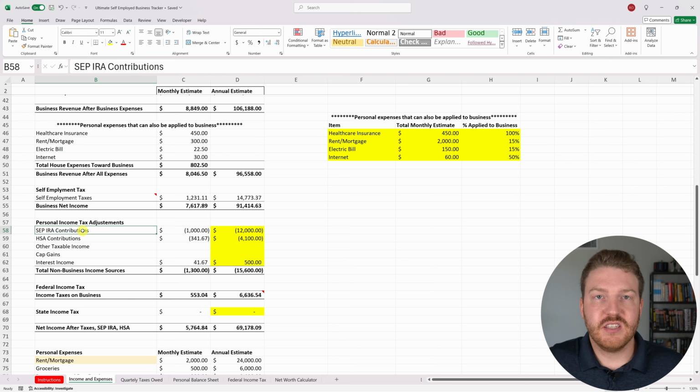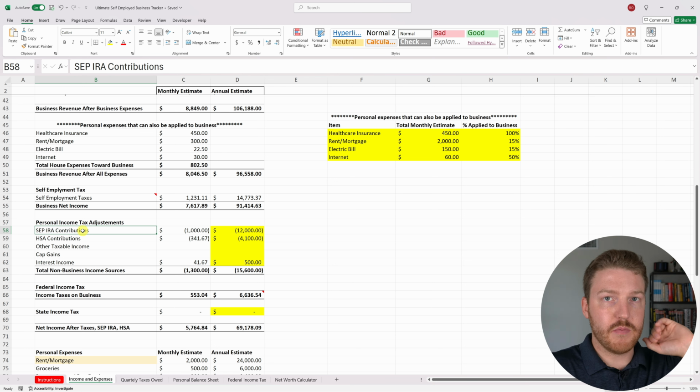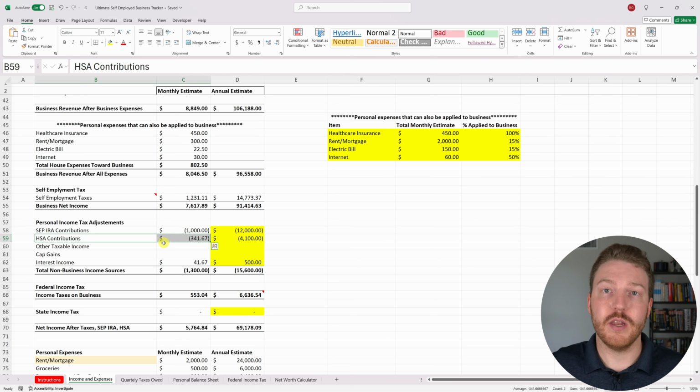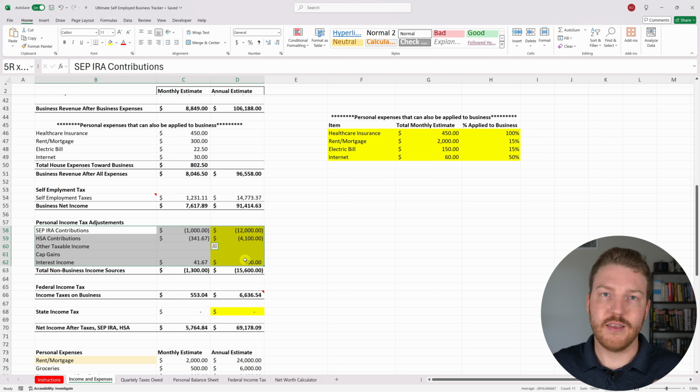So if you have a self-employed IRA that you contribute to, that will reduce your federal taxable income, but not the self-employment taxable income. Same with an HSA, that helps reduce your federal income taxes, but not your self-employment income taxes. Make sense? So this category is for everything like that.